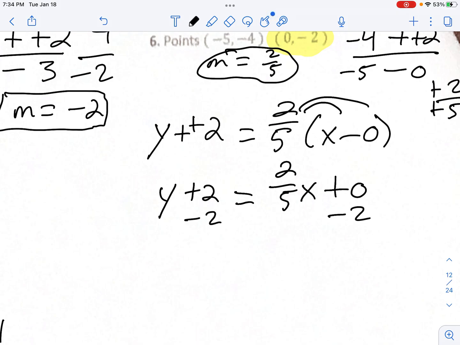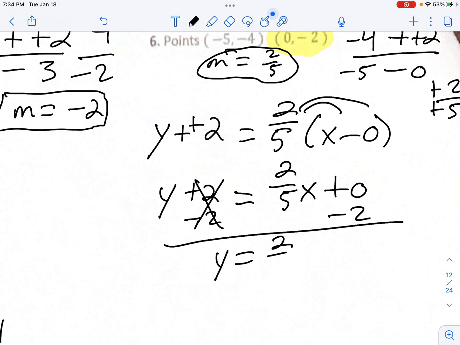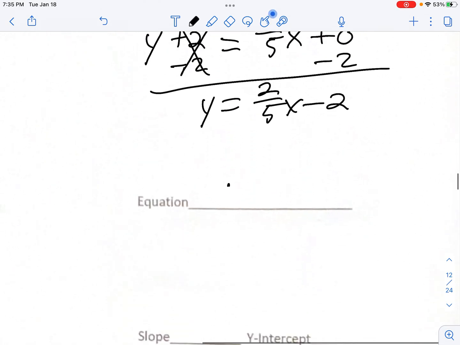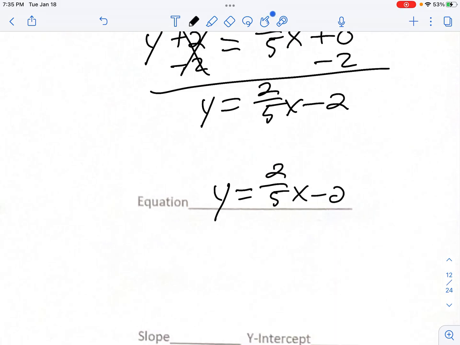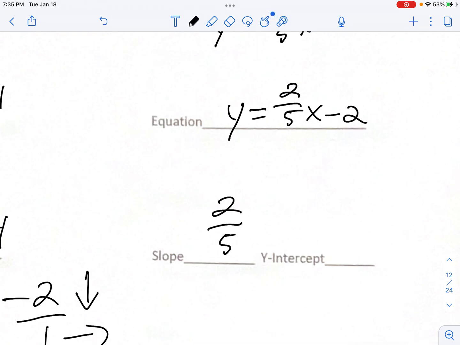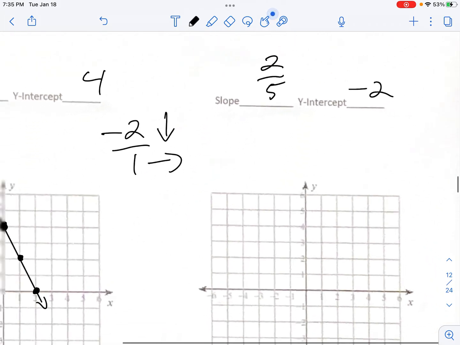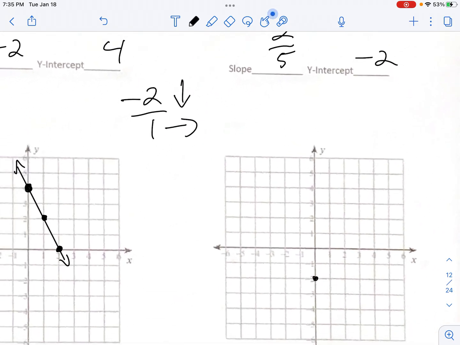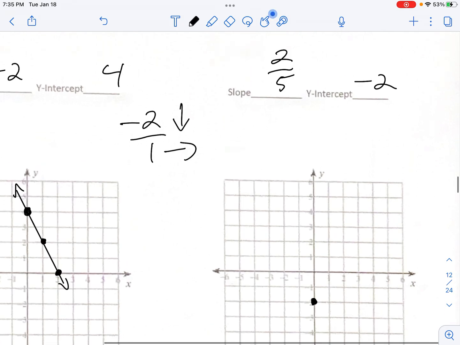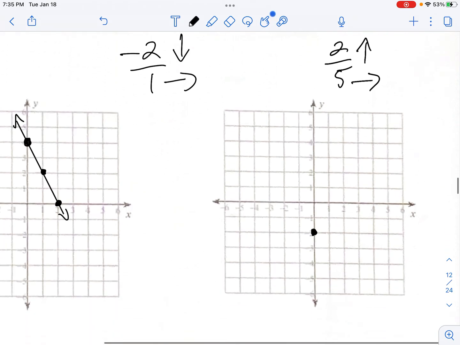Now you're going to subtract this to the other side because it's positive. That goes away. Your slope is 2 over 5x, and then 0 minus 2 is -2. So that would be your equation. Your slope is 2/5. Your y-intercept is -2. And you're going to plot the y-intercept at -2. And then use the slope, which is 2 over 5. So up 2, right 5.